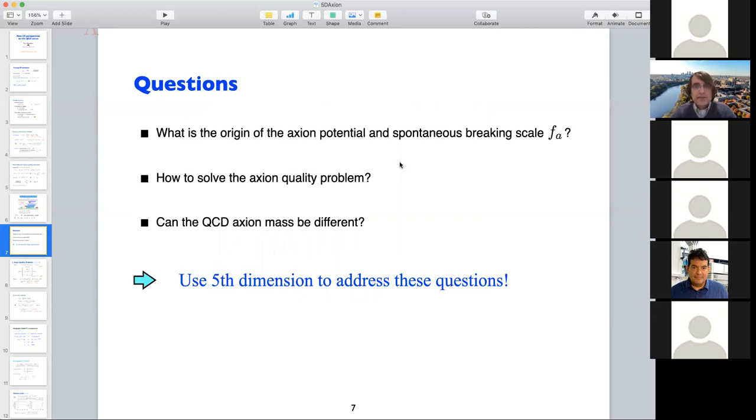And so what I'm going to do to address these questions is use the 5th dimension, because some of these problems are actually very similar to how the 5th dimension was used to try and explain electroweak symmetry breaking and the Higgs mass and the composite Higgs. And so what we'll see is that that framework of using the 5th dimension can also be applied to the QCD axion.